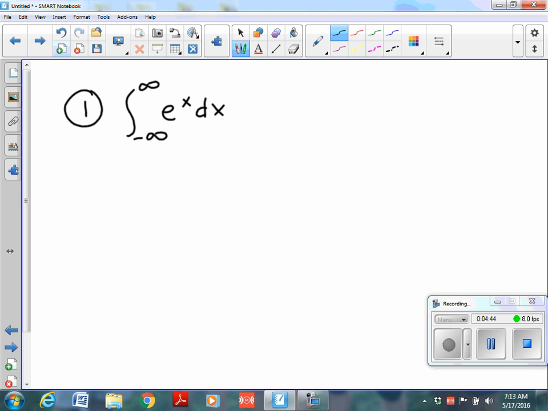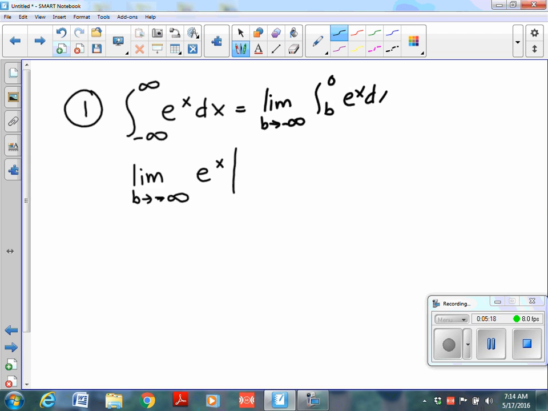Okay, so how do you set this up? We're going to integrate: the limit as b approaches negative infinity of the integral from b to 0 of e to the x dx, plus the limit as b approaches infinity of the integral from 0 to b of e to the x dx.